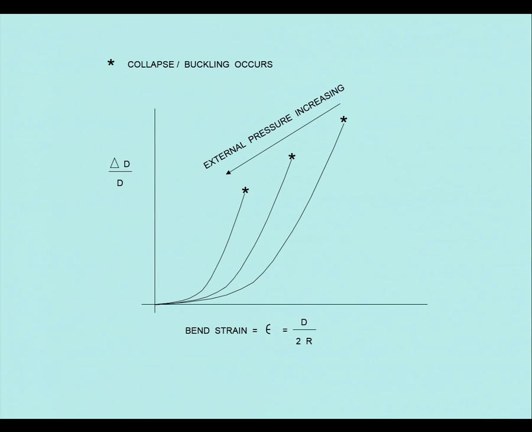If I now take the collapse, I can now take delta D over D, which is the change in diameter as it starts to deform, change in diameter over the bend strain. Then again I get external pressure, points at which it will collapse. So if I increase the external pressure, it collapses sooner, at low bend strain. And again, you put a straight line through those.